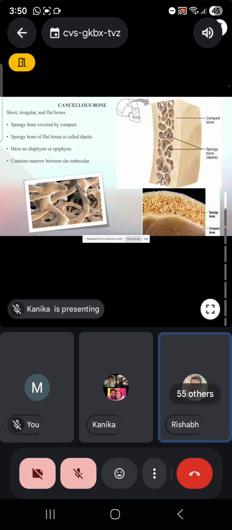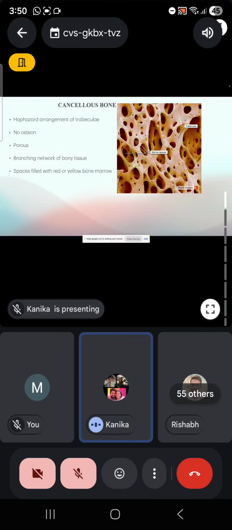Then we come to the cancellous bone. These are the short, irregular bones. The spongy bone is usually covered by compact bone. In flat bones, as we can see in the picture, the spongy bone is known as diploe. They do not have any diaphysis or epiphysis. It contains marrow in between the trabeculae. The trabeculae are the spaces in between.